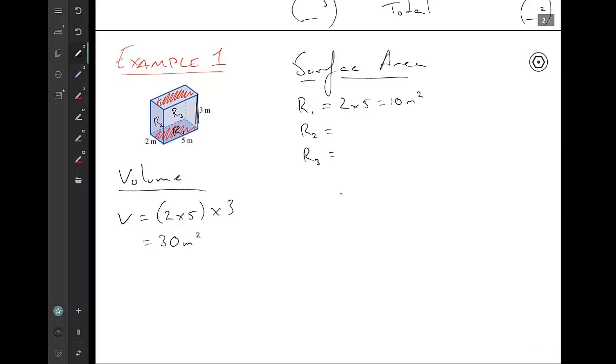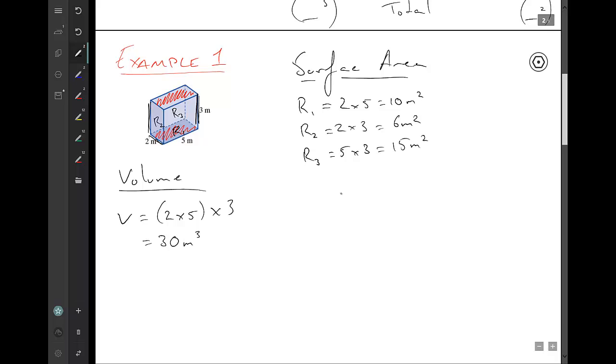Actually, if I go back, I've made a mistake here. This should have been cubed. Hopefully, lots of you are shouting at the screen at this point. So R1 is 10 meters squared. R2, which is my left side, I've got 2 by 3, so 2 by 3 is 6 meters squared. And finally, my back side is 5 meters by 3 meters, my back face, so 15 meters squared.